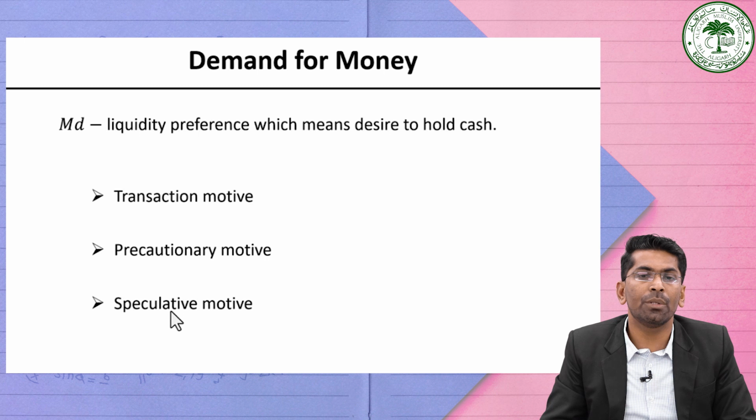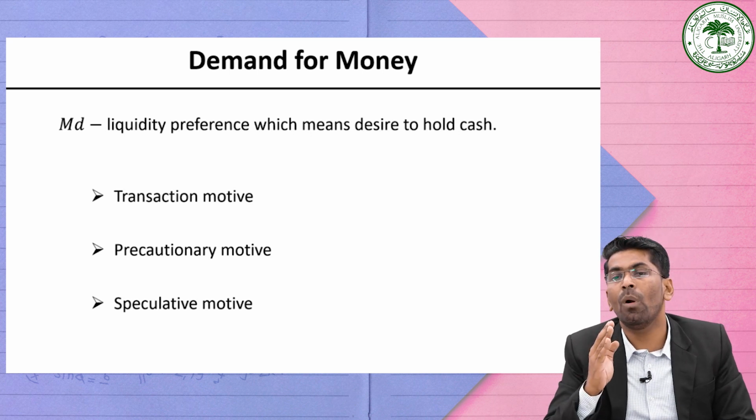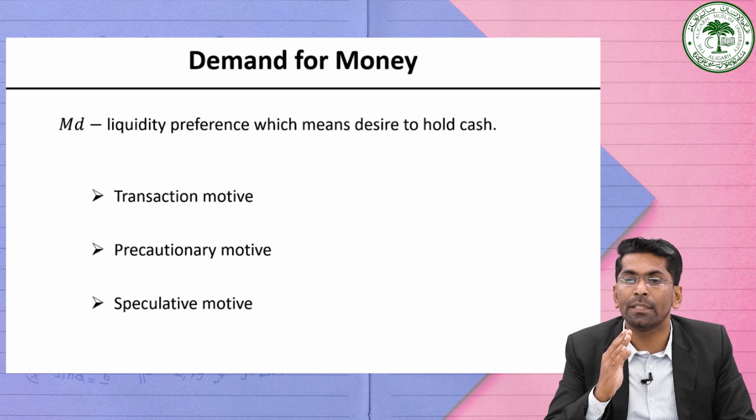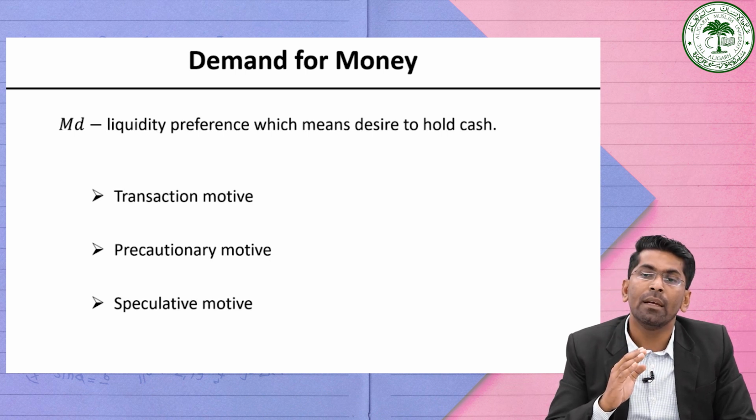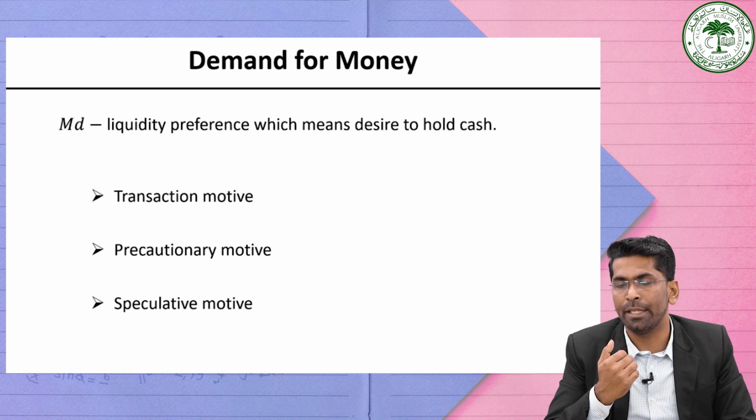Second one is precautionary motive. And third one is speculative motive. And the transaction demand for money, which actually says that individuals hold cash in order to bridge the gap between the receipt of income and expenditure.